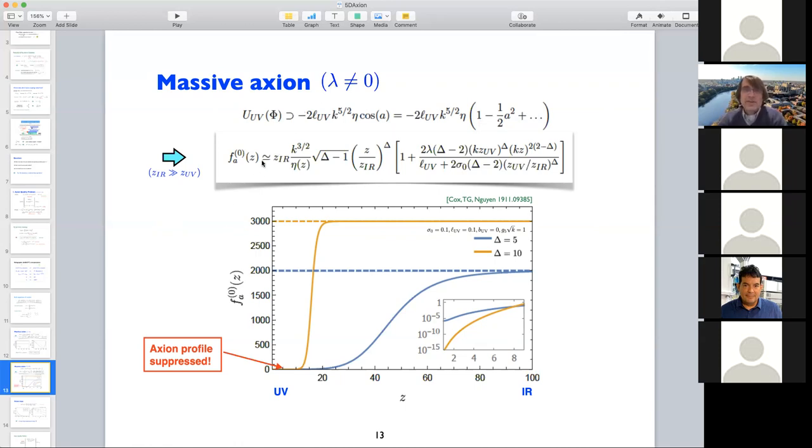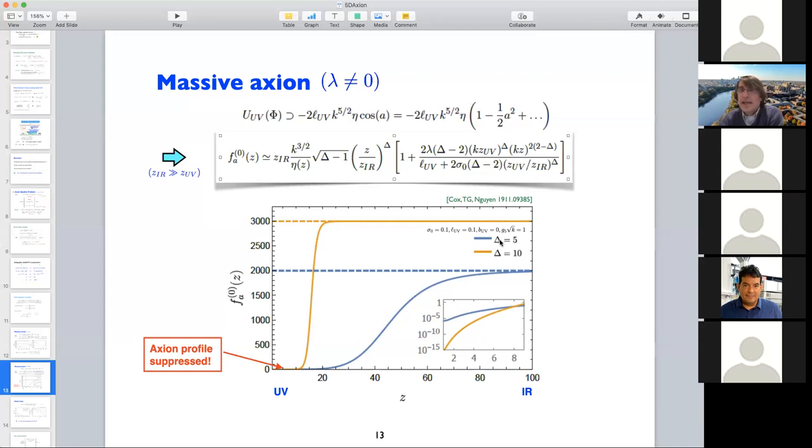And then you can also look at what happens to the profiles of the axion in the 5D bulk. And interestingly, what you find is that the profile of the axion, so this was the profile of the axion, the dashed line, gets suppressed at the UV boundary if you take this free parameter delta and take it very large, I mean, bigger than 1. So if you make it 5 or 10, you see this suppression in the profile at the UV boundary.